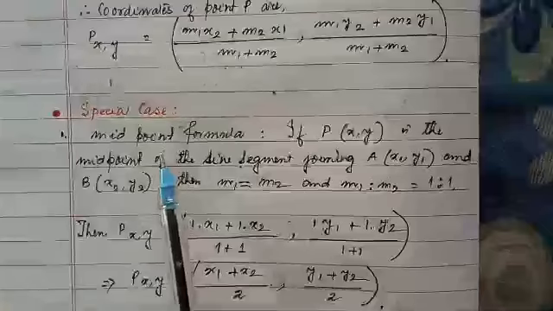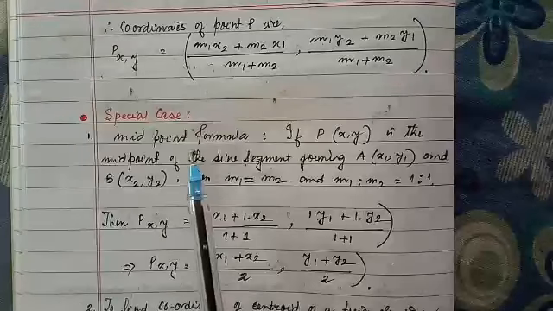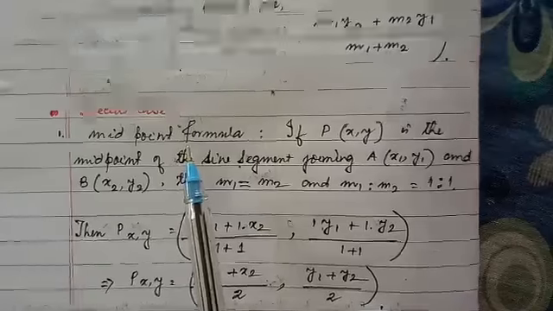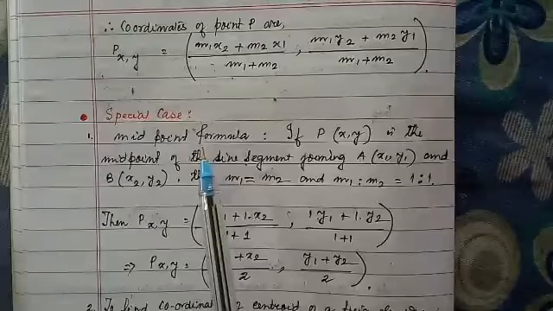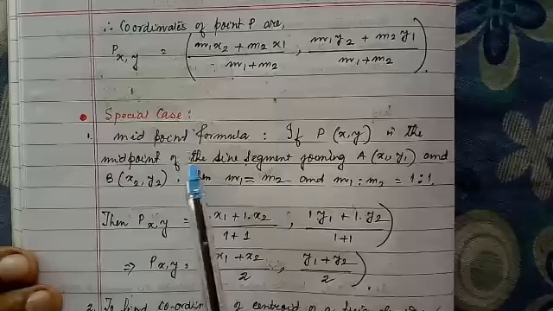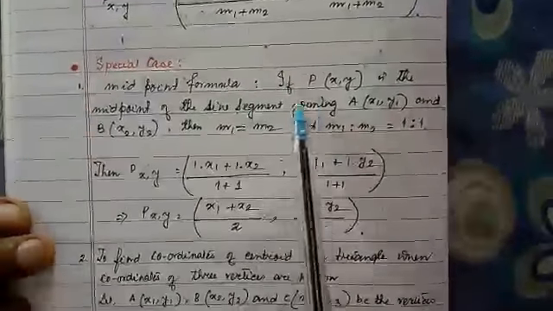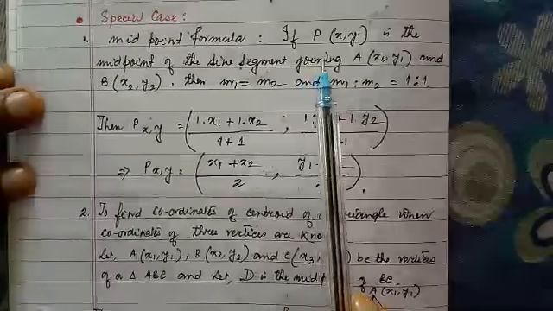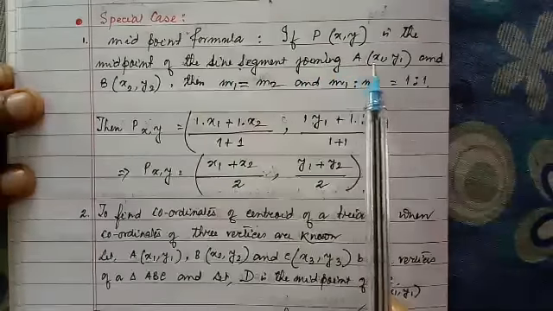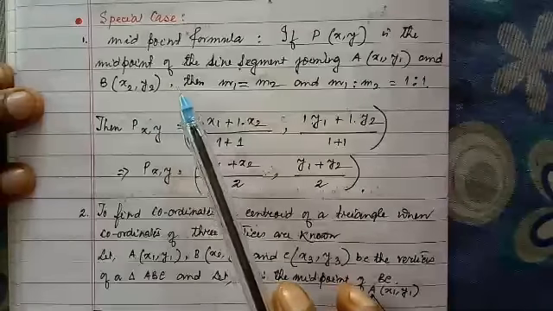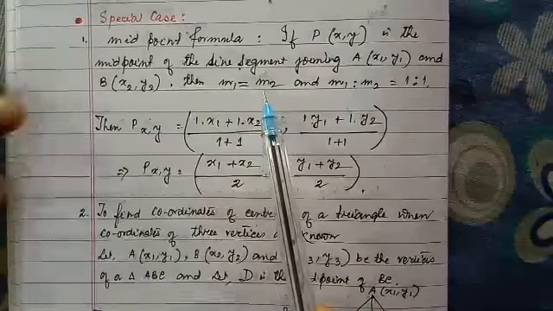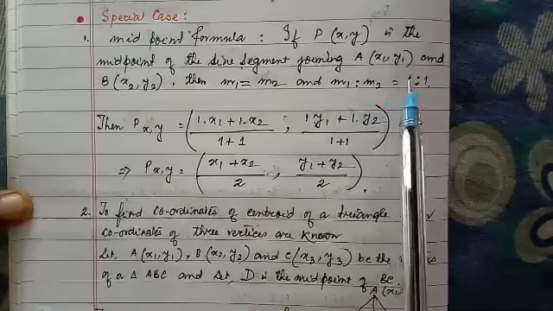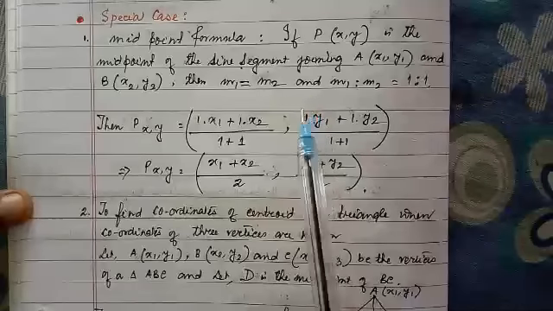Now special case, midpoint formula. From the section formula we are going to derive the midpoint formula. If point P(x, y) is the midpoint of the line segment joining A(x1, y1) and B(x2, y2), then m1 is equal to m2. That is, the two sections will be equal and m1 is to m2 is obviously 1 is to 1, since they are of the same length.